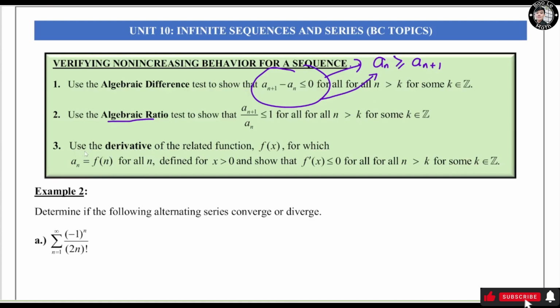Number 3, you can use the derivative of the related function f of x, for which a sub n equals f of n for all n, defined for x greater than 0, to show that the first derivative is less than or equal to 0 for all n greater than k, for some k in the integer set.